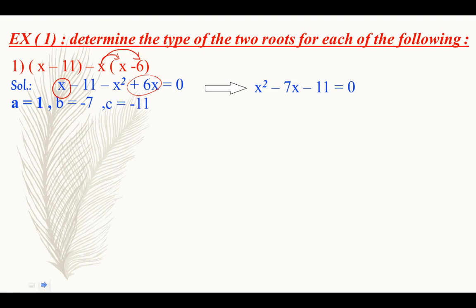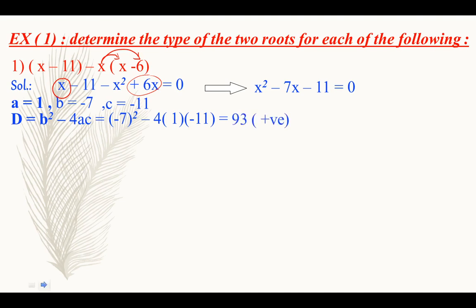Let's calculate the discriminant together. Here, the discriminant equals b squared minus 4ac. b squared is (-7) squared, minus 4 multiplied by a, which equals 1, multiplied by c, which equals -11. Here, -7 squared minus 4 multiplied by 1 multiplied by -11. The answer is 93.